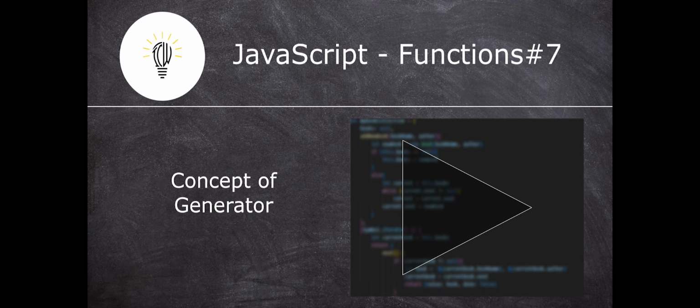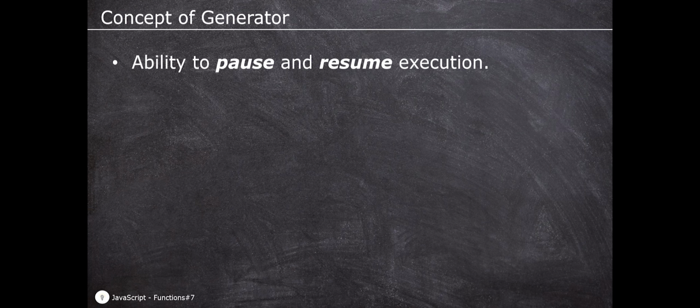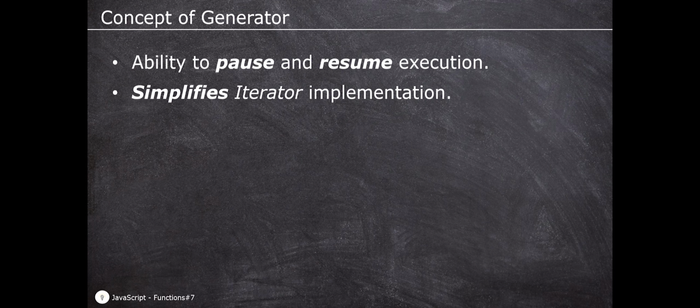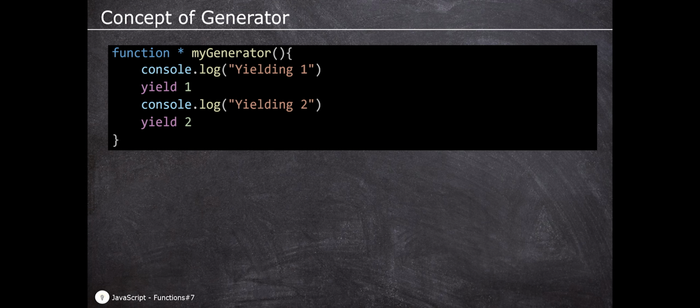Let's talk about the concept of generators. A generator is a feature of JavaScript that allows to pause and resume the execution of a function. The generator simplifies the implementation of an iterator, and this improves the code readability and reduces the likelihood of errors. Let's see an example and understand how a generator works.